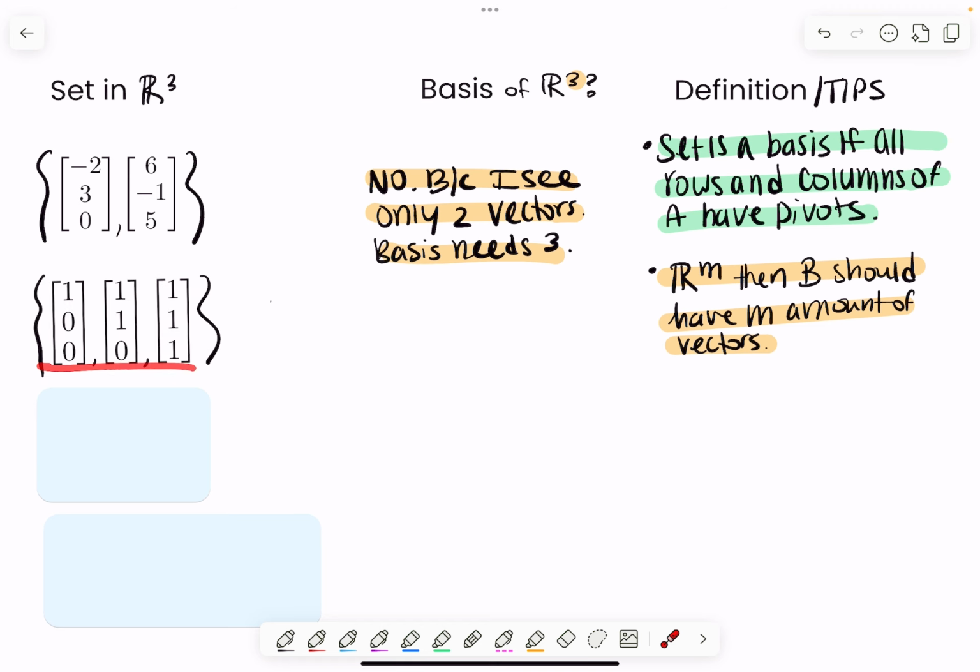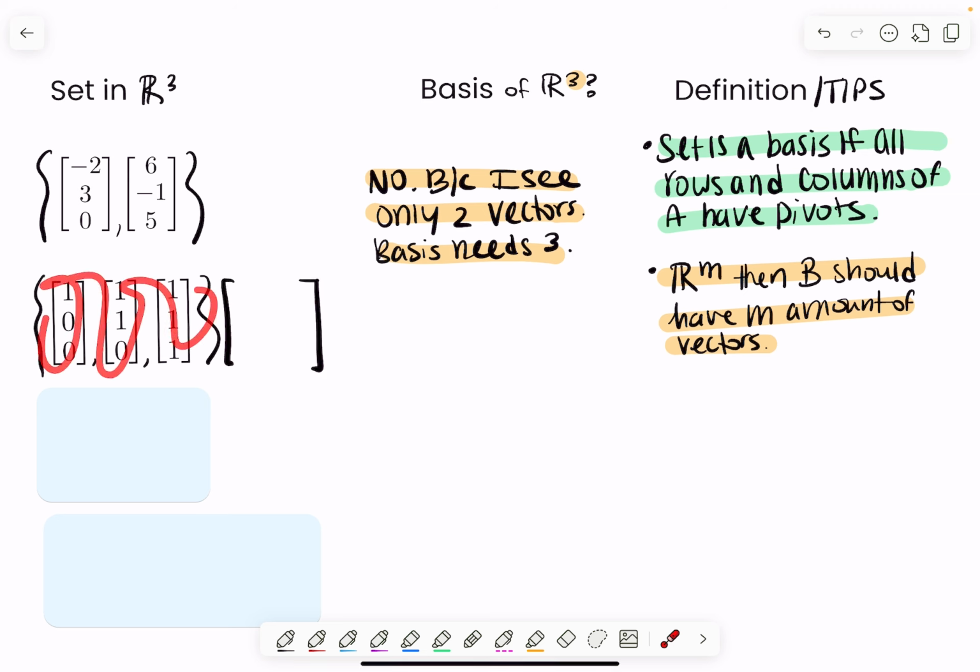So again, it's just a set of vectors in this 3-dimensional space. The first thing I do is try to disqualify it. I see, okay, it's asking if it's a basis of R3. We have 3 vectors. Okay, fine. But it doesn't mean that it's a basis of R3. It just means that it has a chance. So we have to check if all of the rows and columns have pivots.